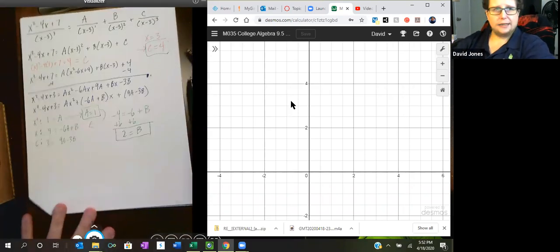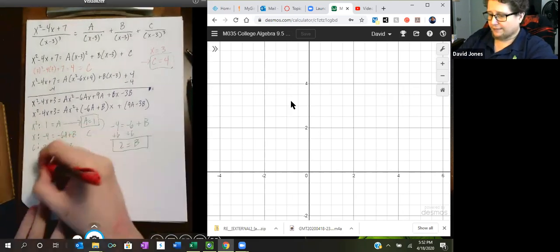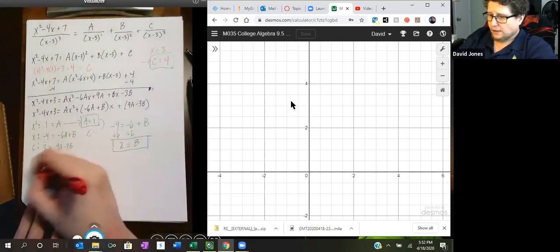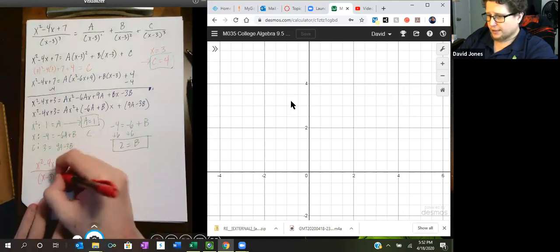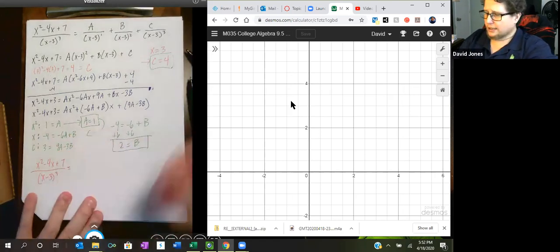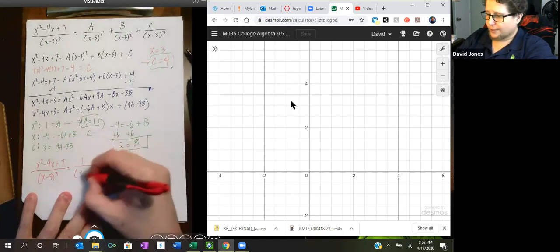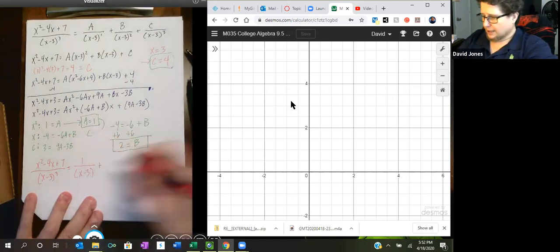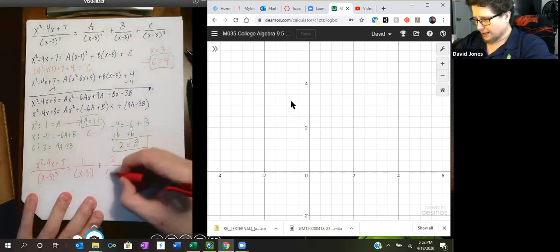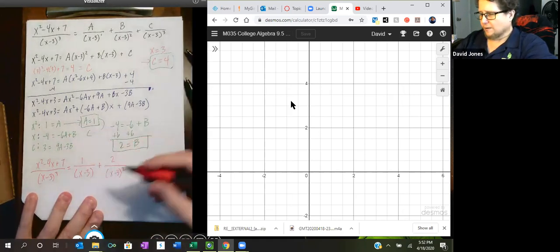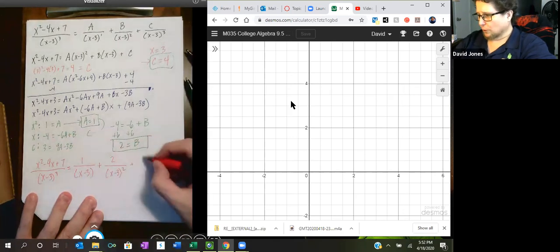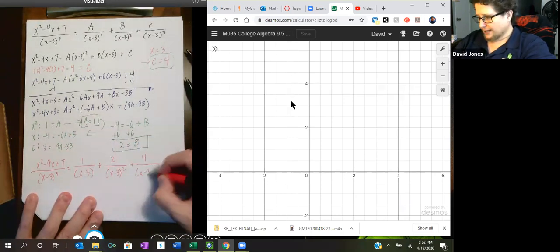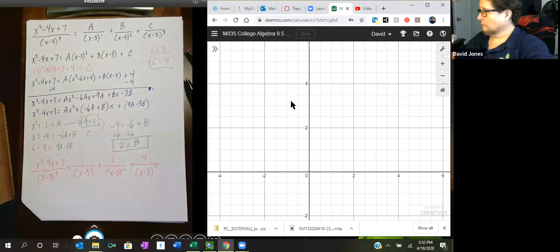And this tells me that (x squared minus 4x plus 7) over (x minus 3) cubed decomposes into 1 over x minus 3, plus B, which is 2 over (x minus 3) squared, plus C, which was 4 over (x minus 3) cubed. Okay.